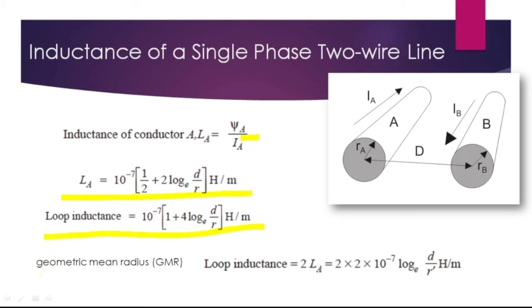And we are including the r dash value, that r dash is the geometric mean radius. With the inclusion of the r dash value, we are getting the loop inductance value as 2 LA is equal to 2 into 2 into 10 to the power of minus 7 log d by r dash base C Henry per meter.